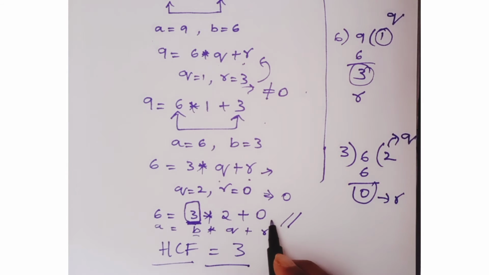You need to stop until you get the r value as 0. So here I got the r value as 0. So I am checking for HCF, which is nothing but 3.